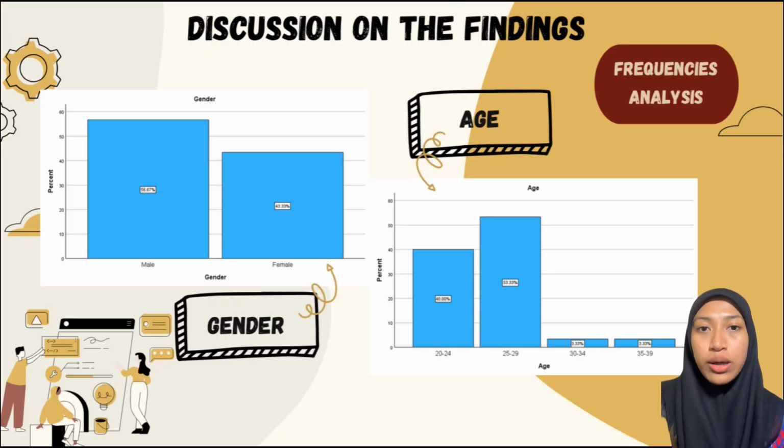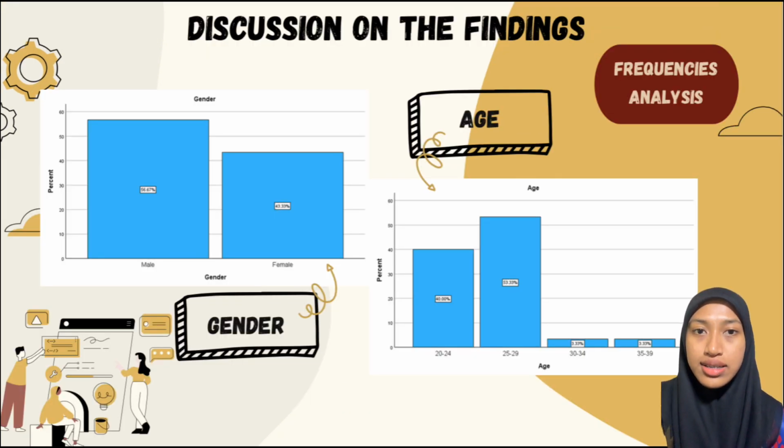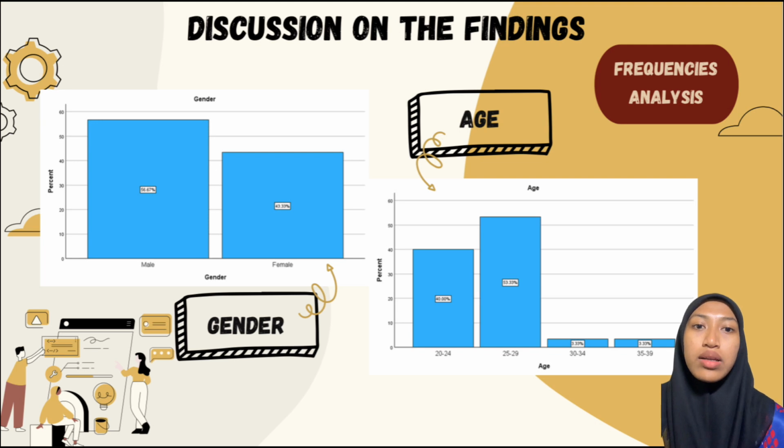This is a bar chart using frequency analysis. This is used for the demographic questionnaire. The first bar chart is gender, which shows the survey respondents were slightly more male with 56.67%, while female made up 43.33%. This shows a fairly balanced gender distribution.